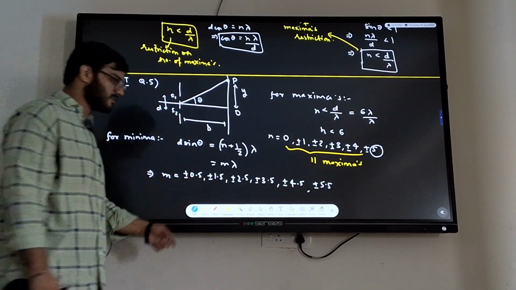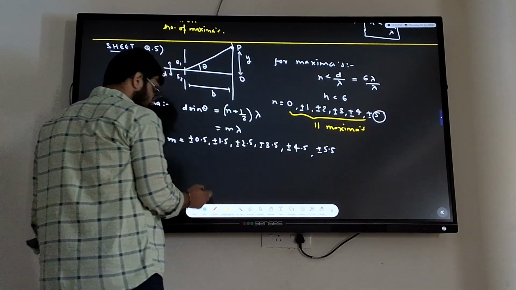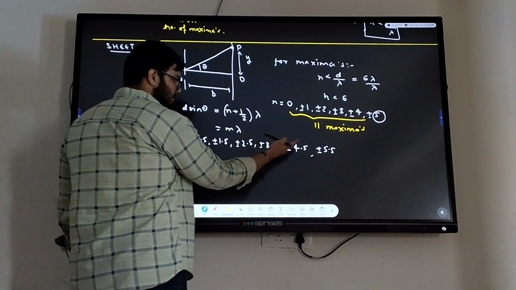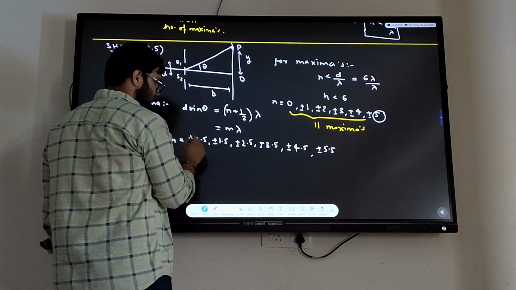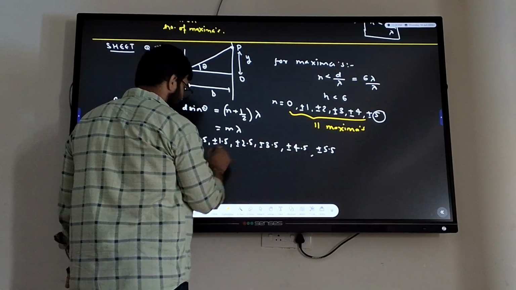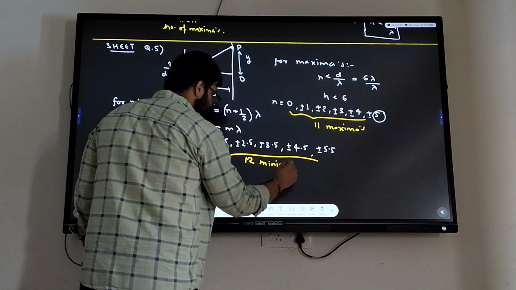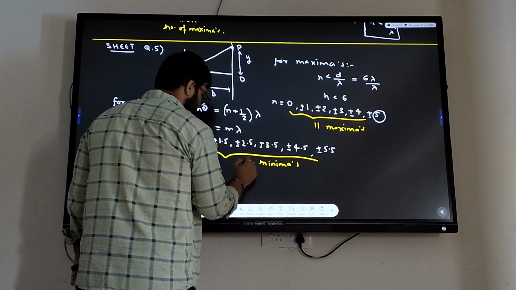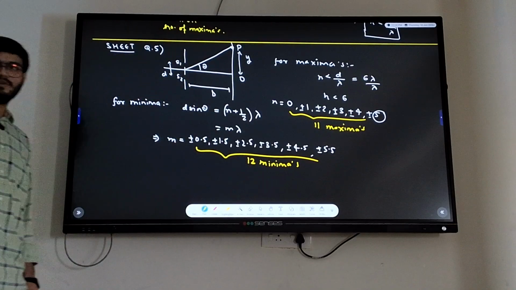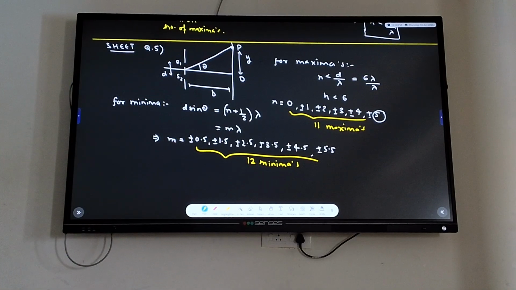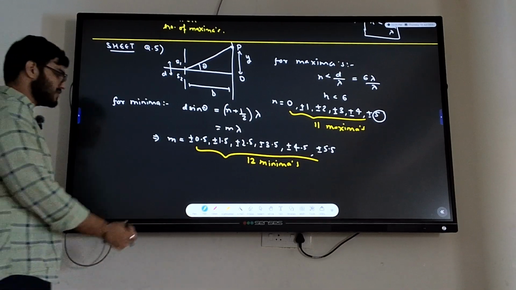And then how many number of minimas? 2, 4, 6, 8, 10, 12, 14. No, 2, 4, 6, 8, 10, 12. 12. So 12 minimas. There are 12 minimas in the question. Can you attempt the B part of the question? Attempt. I am giving you still time.